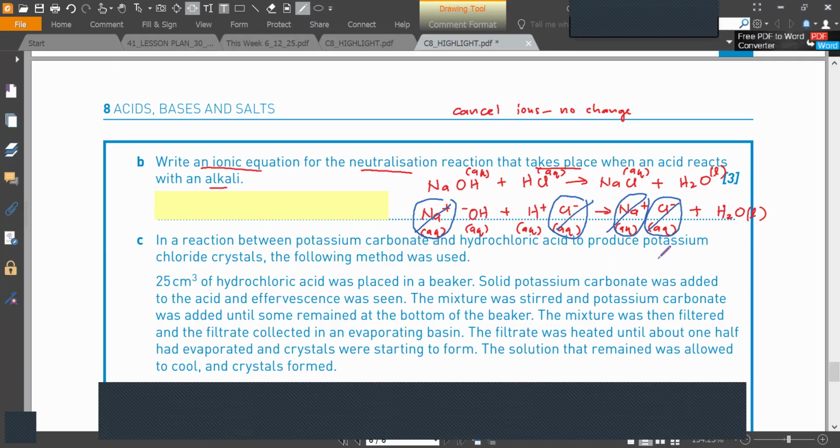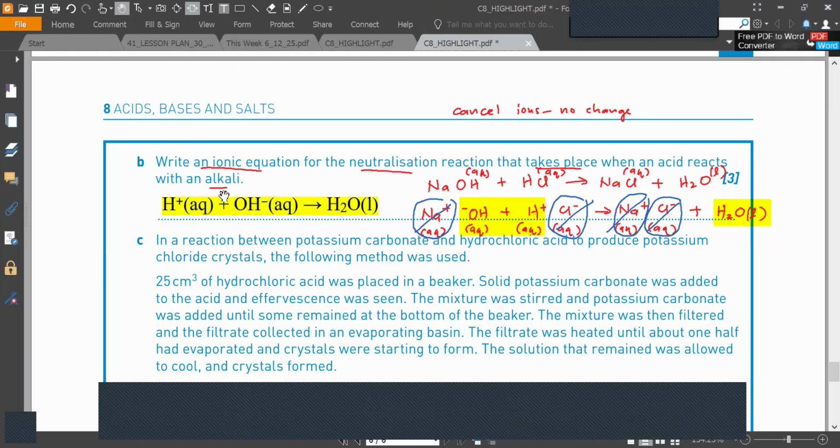Cancel. So what is left is the ionic equation. This is the real change that happened in this reaction. For an ionic equation, we want to simplify things. We just want to keep the things that actually happen. So our ionic equation will look like this. This is how we get the ionic equation. Okay, next.